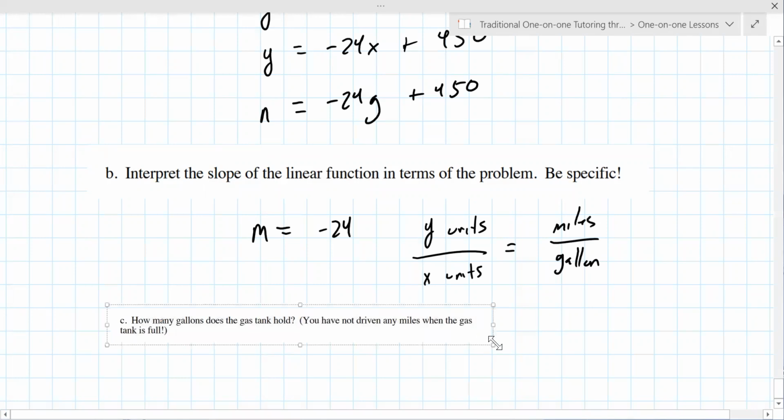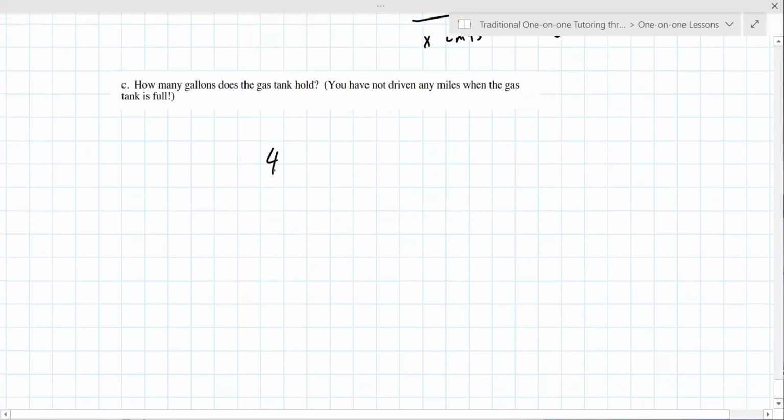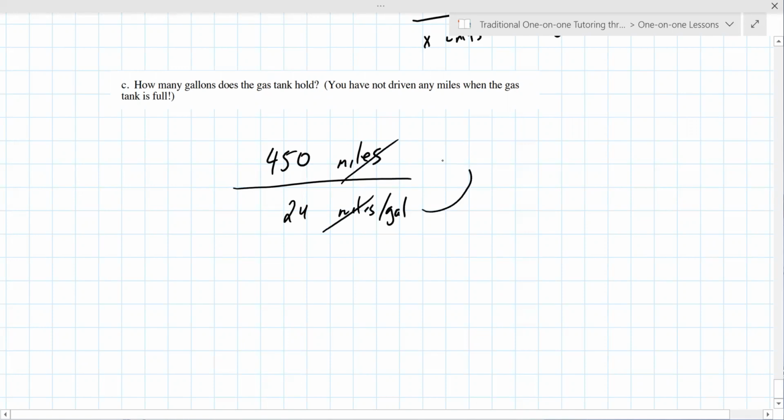So how many gallons does the gas tank hold? The answer is not 450. 450 is the number of miles. But if you divide it by 24 miles per gallon, the miles cancel and the gallons come up here.